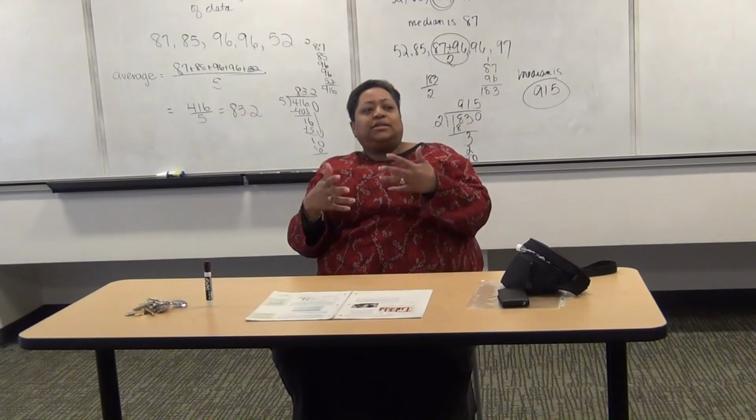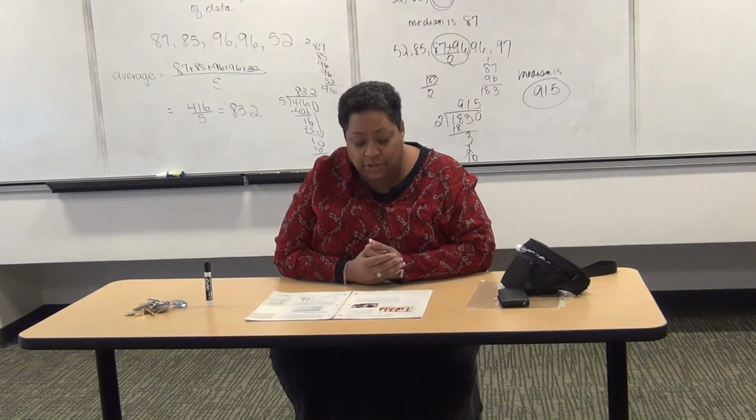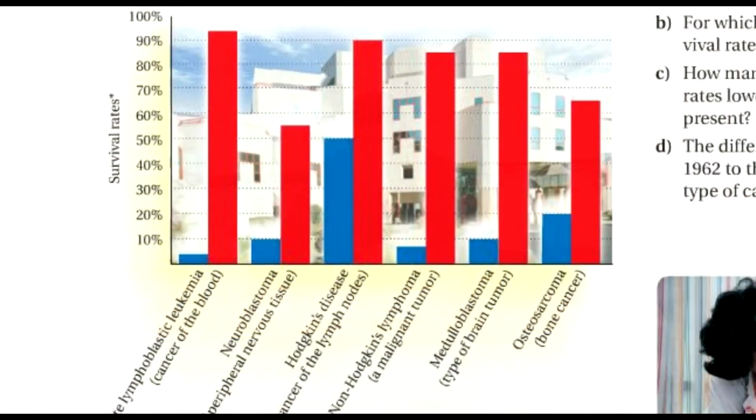So, what's the difference in the survival rate for 1962 and present day for Hodgkin's disease? What would you do? When I say difference, what am I talking about? Subtraction. So we're going to what? Subtract 50 from 90 to get what? 40%. So the Hodgkin's disease survival rate has gone up 40%. That is a wonderful thing.